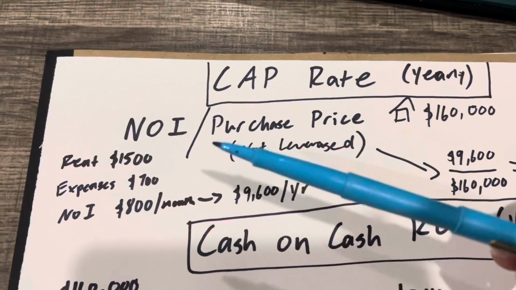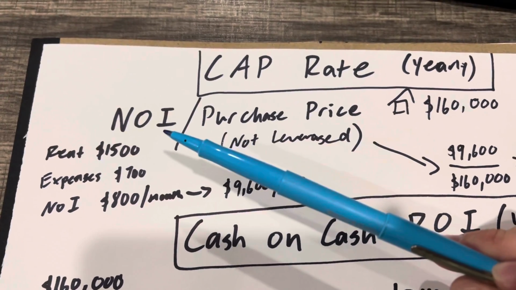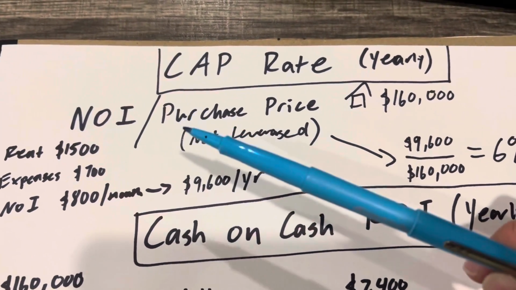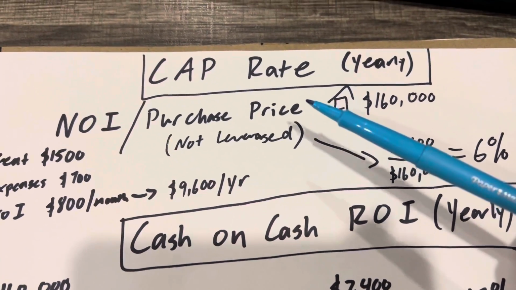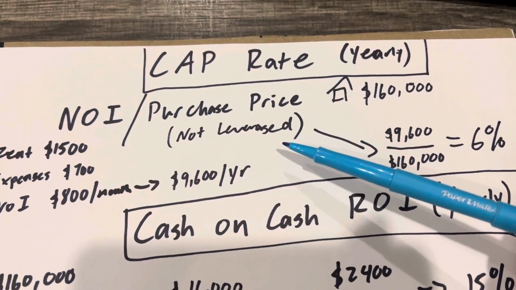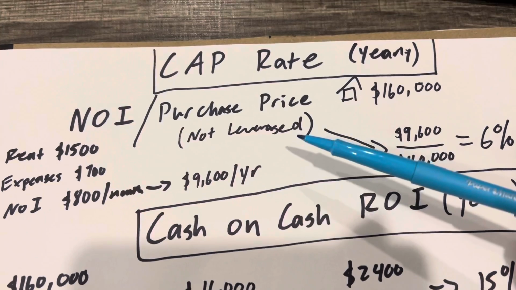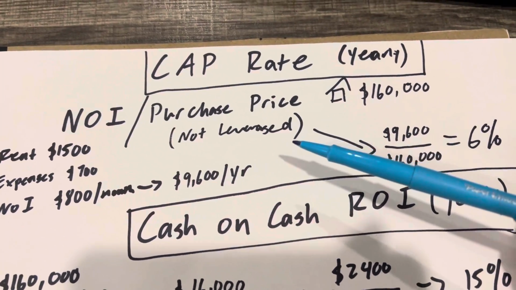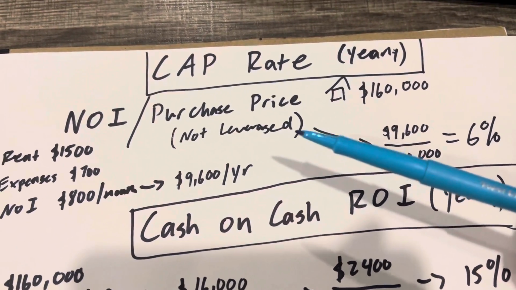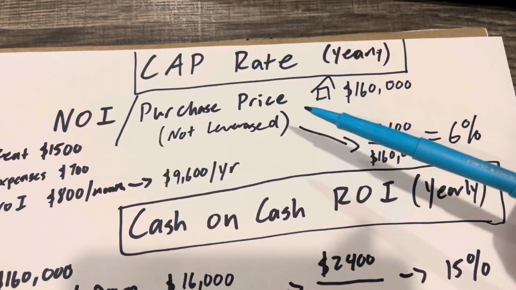Cap rate is when you take the NOI, your net operating income, and divide it by the purchase price. This works easiest when it's not leveraged, when you pay all cash. You can calculate it with a loan, but it just gets a little bit more confusing, and I have spreadsheets that show it, but it's hard to do by hand.